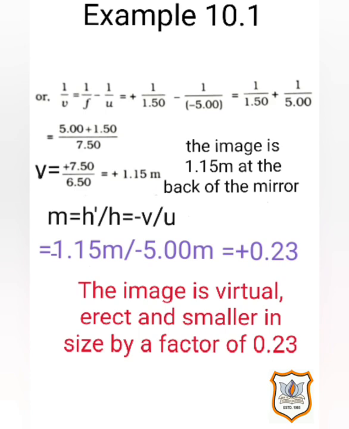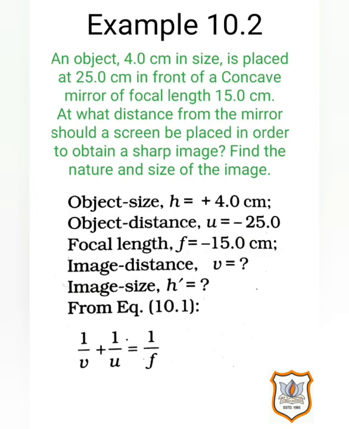Now magnification, m is equal to h dash upon h, that is height of the image upon height of the object, or minus v upon u, will be equal to minus 1.15 meter upon minus 5.00 meter. Minus and minus will cancel out and the answer will be plus 0.23. So we can say the image is virtual, erect and smaller in size by the factor of 0.23 as it is convex.